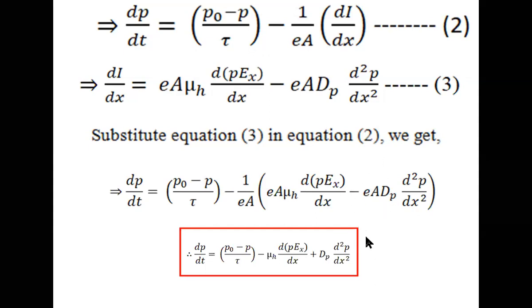This is known as the equation of continuity, or continuity equation, for minority carriers in an n-type semiconductor, which tells us that this equation governs the conservation of minority carriers in n-type semiconductors, or conservation of charge within the n-type semiconductor. The physical significance of this equation of continuity is that it explains the conservation of charge within the considered volume of a semiconductor in a unit time. That is the physical significance of this equation.